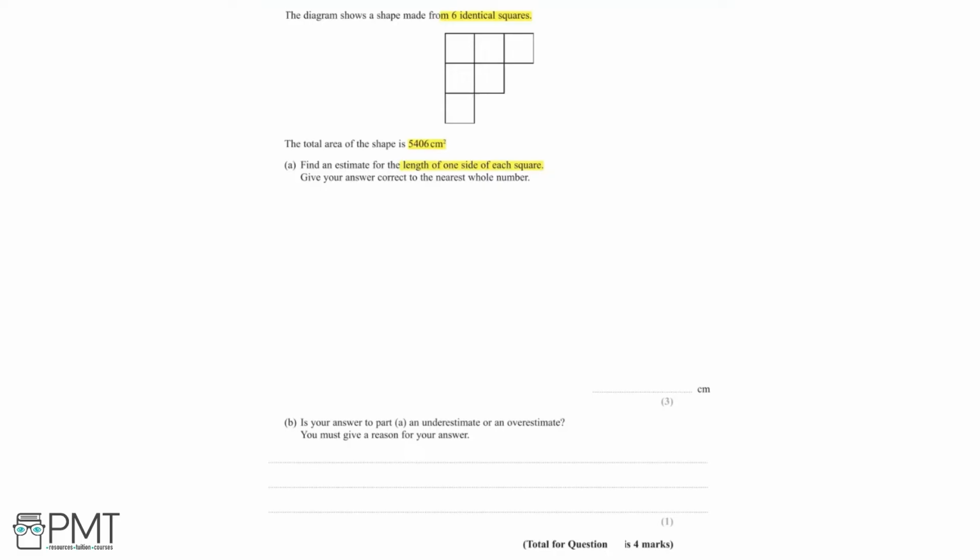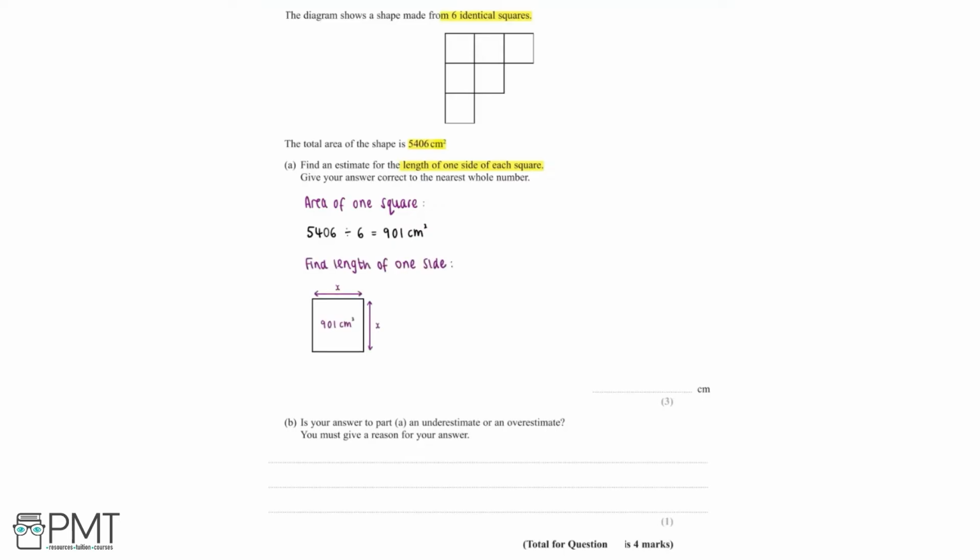Well, we can start by finding the area of one square. We know that the total area of the shape is 5,406 centimeters squared, and we know that all 6 squares are identical. And so we can say that the area of one square is equal to 5,406 divided by 6, which is equal to 901 centimeters squared. We can use this area of one square in order to find the length of one side.